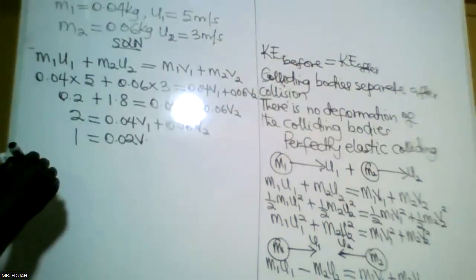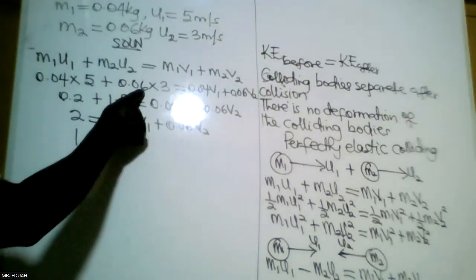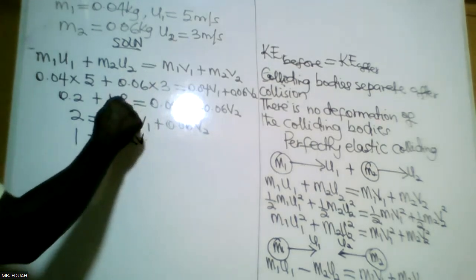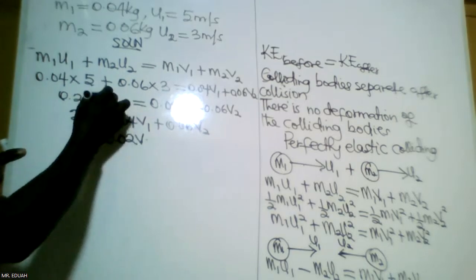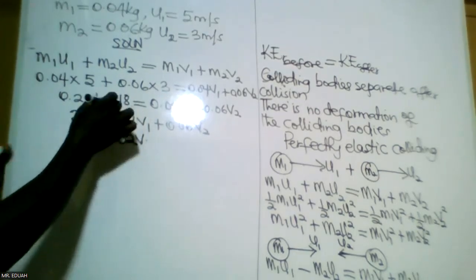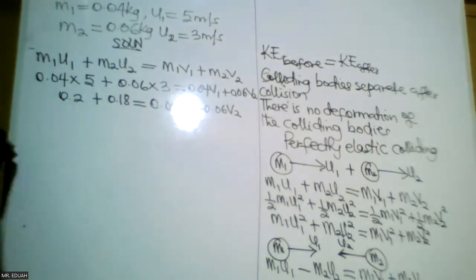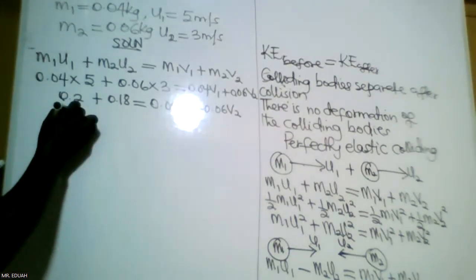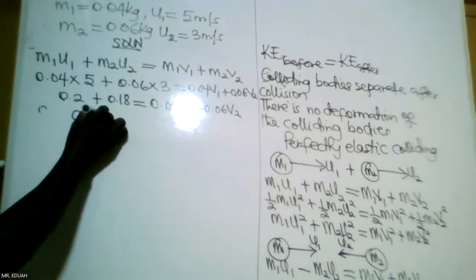0.06 times 3 is 0.18. No, this is 6 over 100. So I have 18 over 100. So 0.18. Sorry, 0.18. Thank you. Okay, so let's add. When you add, this is what? 0.38.